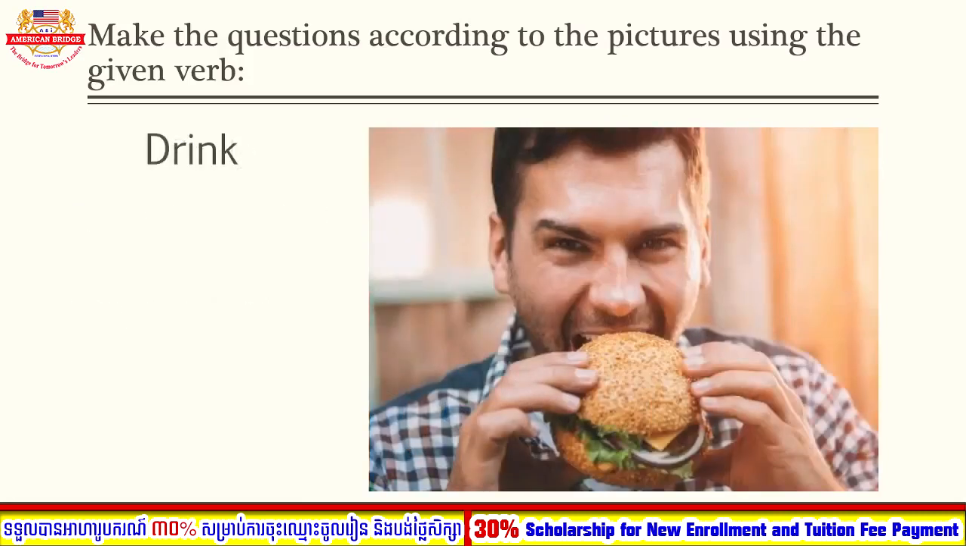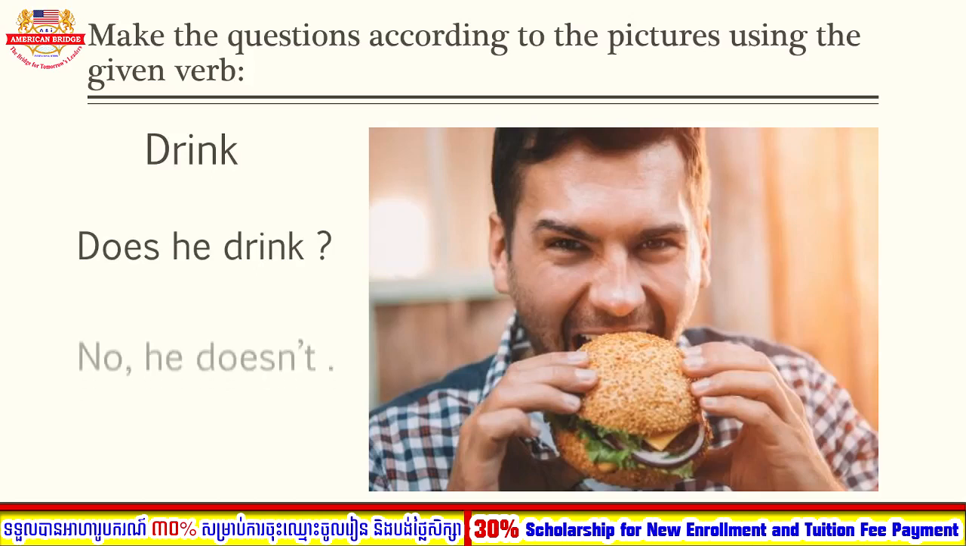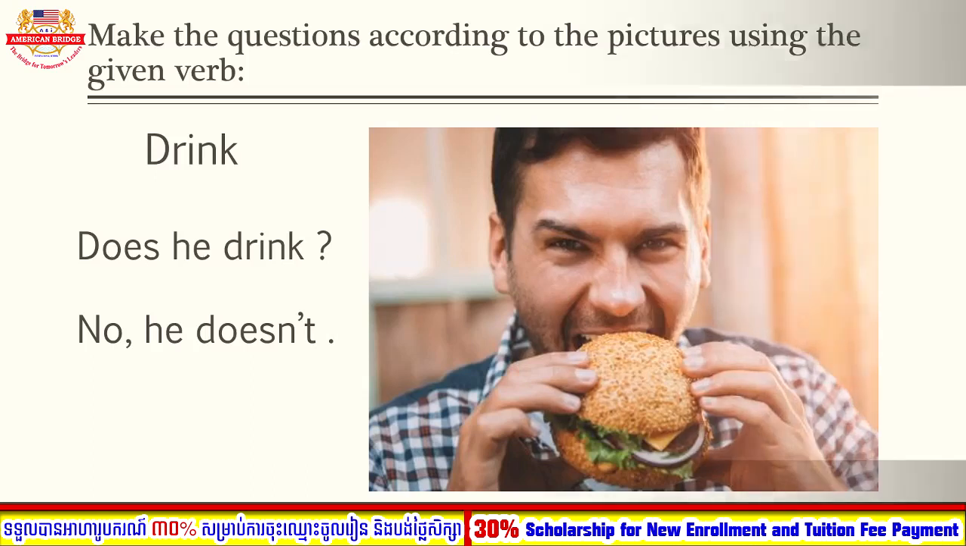Okay, so this one is a picture also, where the man is eating a hamburger, right? Okay, and teacher has the word in here, drink. So you need to make the question again. So what is the question that we need to put in here? Great, so the question that we need to put in here is, does he drink? Okay, so the answer we have, no, he doesn't, right? Okay, so here is our question and short answer regarding our picture in here. So now let's move to the next one.